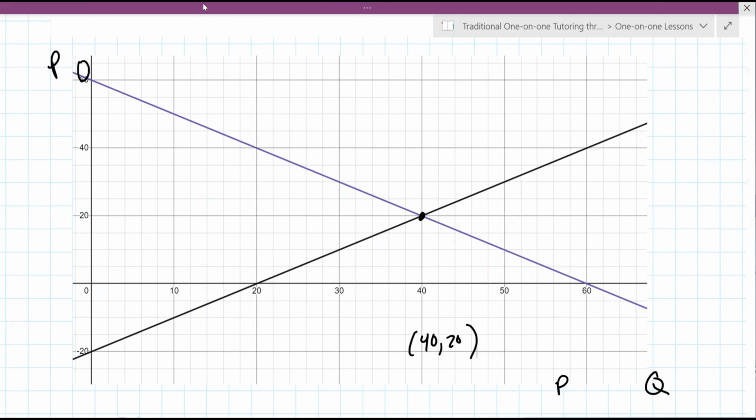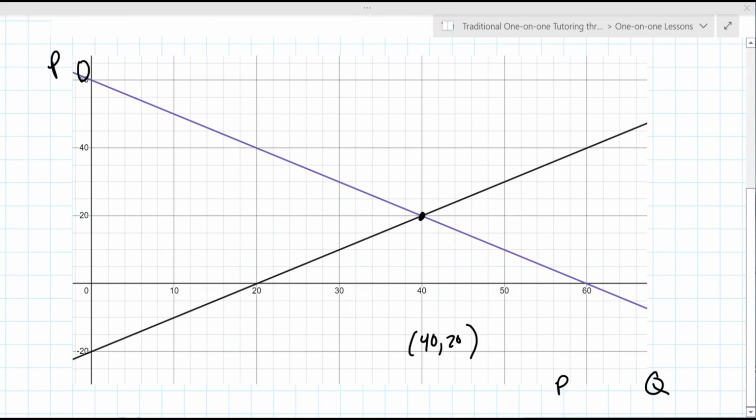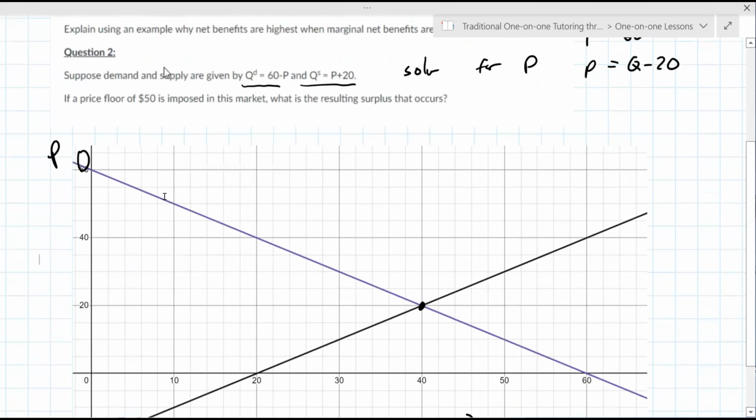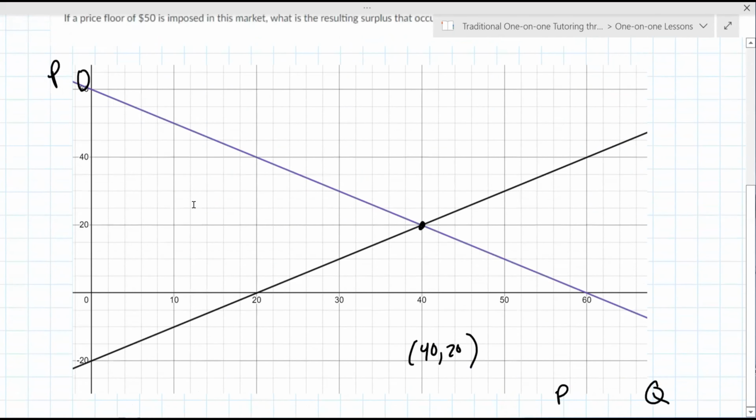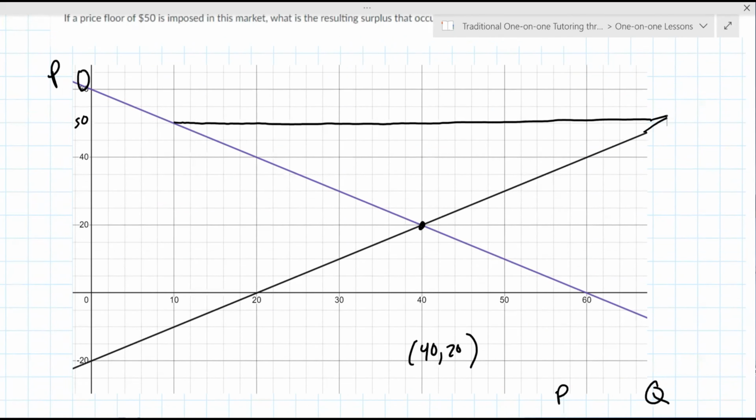Okay, and then the question asks, you've got it on your screen too. It says if a price floor of $50 is imposed in the market. So it's a good idea to draw that price across here until it hits both curves, which I don't have enough room for, but I believe it's at 70. Yes, it is at 70. So the question is whether the price is binding or not.